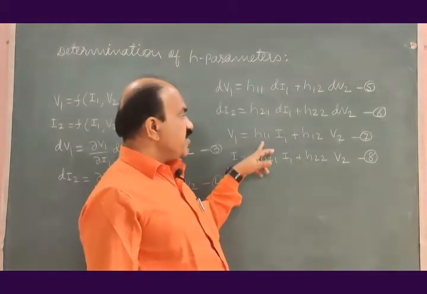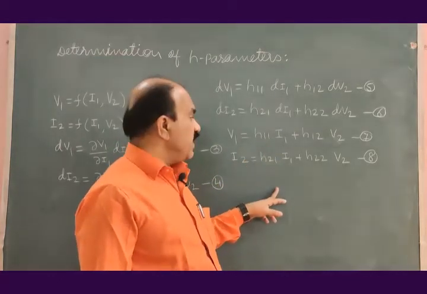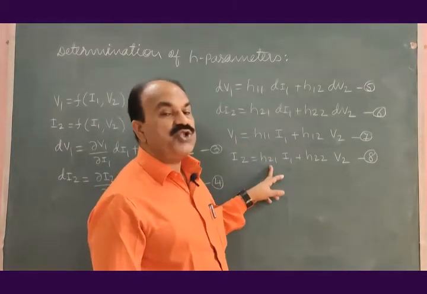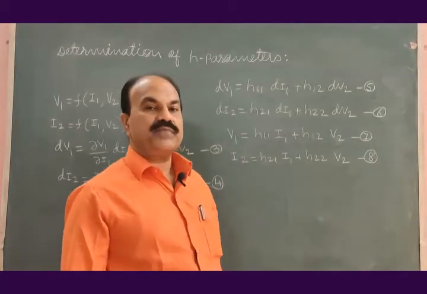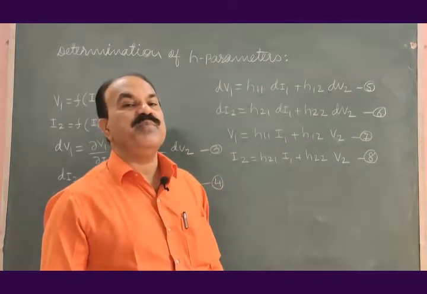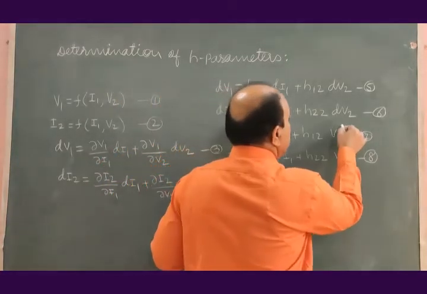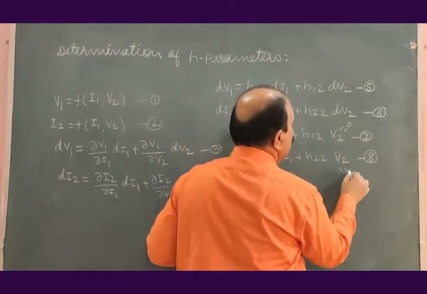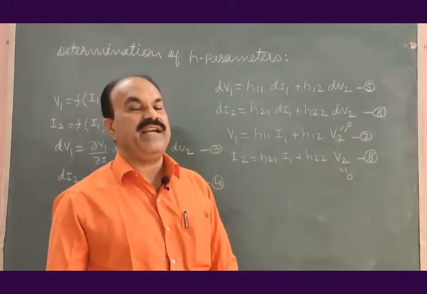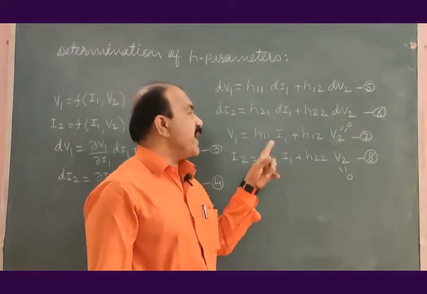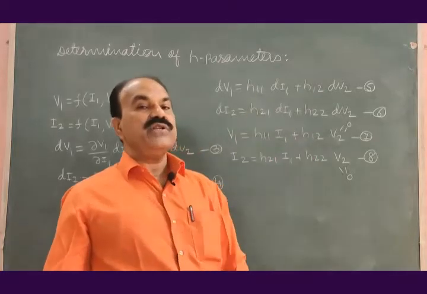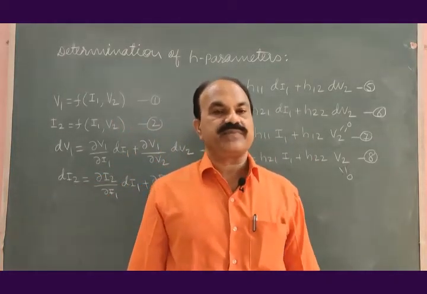To recognize the dimensions of H11 and H21, we have to represent H11 in terms of V1 and I1. We have to represent H21 in terms of I2 and I1. For this, the second terms of equations 7 and 8 should be 0. This is possible if V2 is 0. How to make V2 0? V2 is the output voltage.